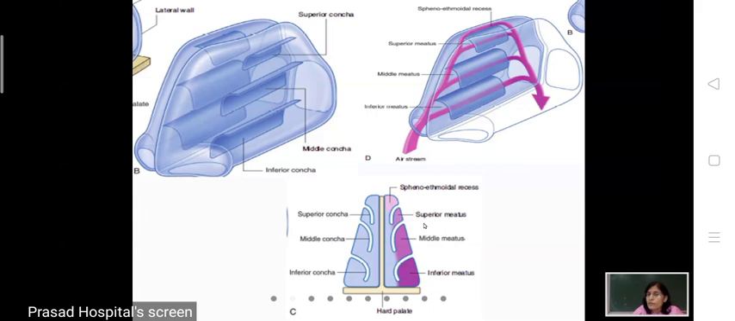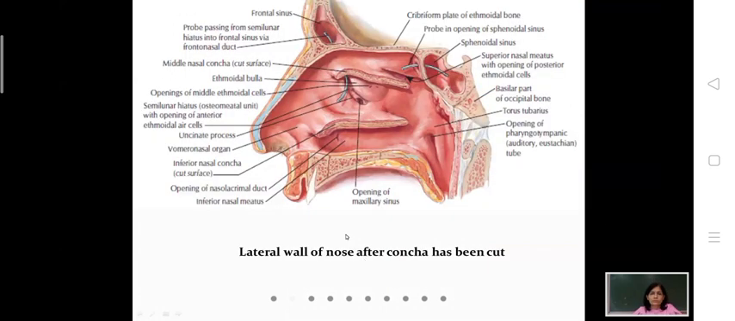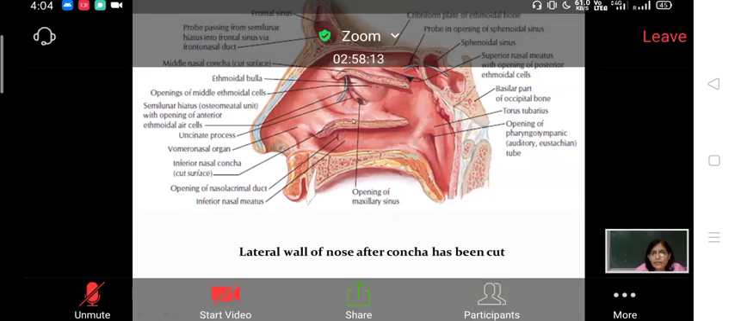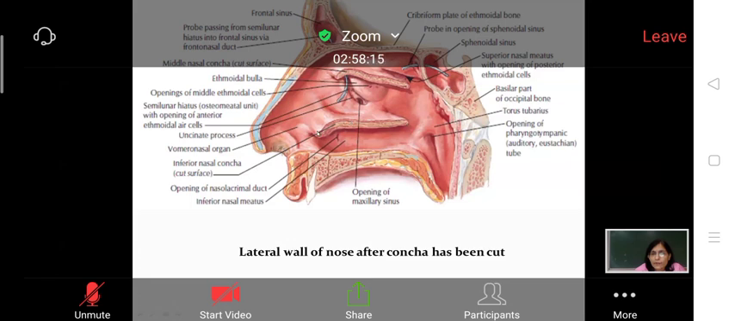Very important. The formation, the bones of the lateral wall, meatus, conchae, everything is asked. Then another important point. This is the lateral wall of nose after cutting the conchae. The superior concha is cut, then the middle nasal concha has been cut, and here the inferior nasal concha has been cut.